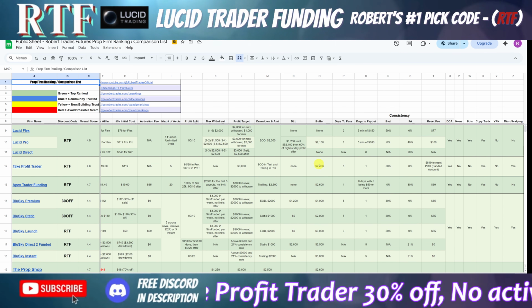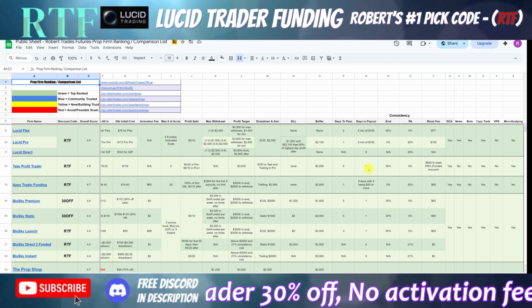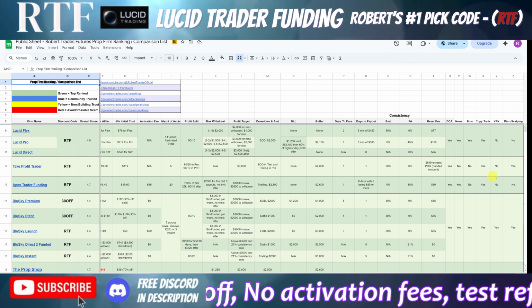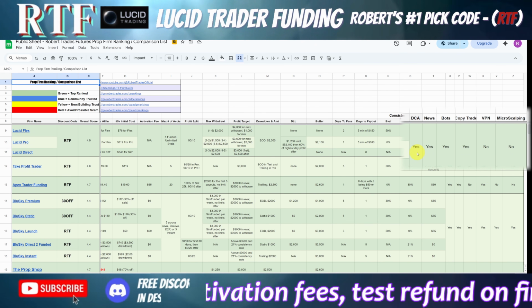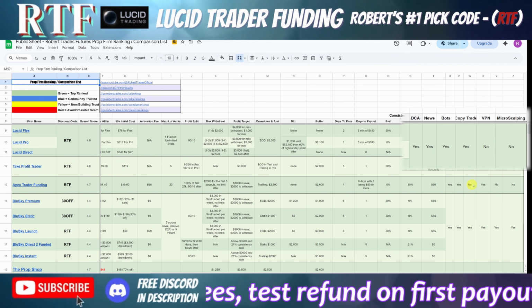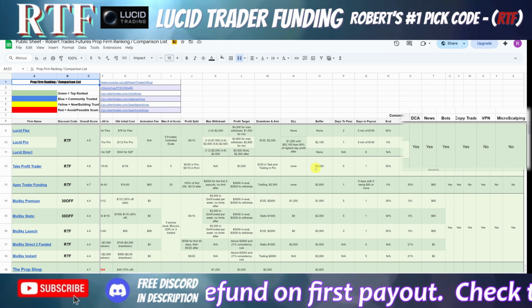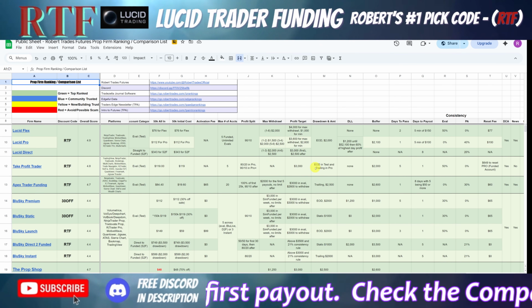We've got what type of buffer we need, how many days it takes to pass, how many days it would take to go to your payout, what it costs to reset, and some of the smaller rules. If you come way out here on the right hand side, we've got, does the firm allow DCA? Does the firm allow news trading or bots? There's different things that we can compare and look at, because these two might not be the one for you. You might want to use something else. But in any case, this is the sheet, and I hope that it can help you.